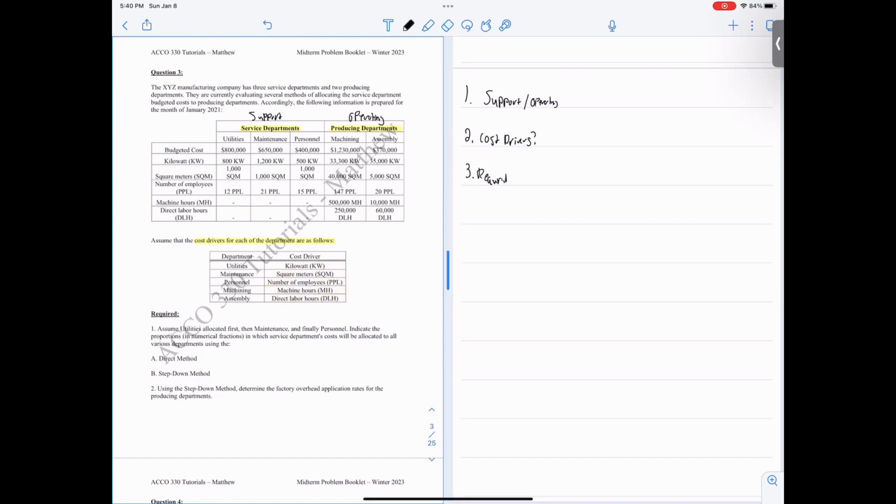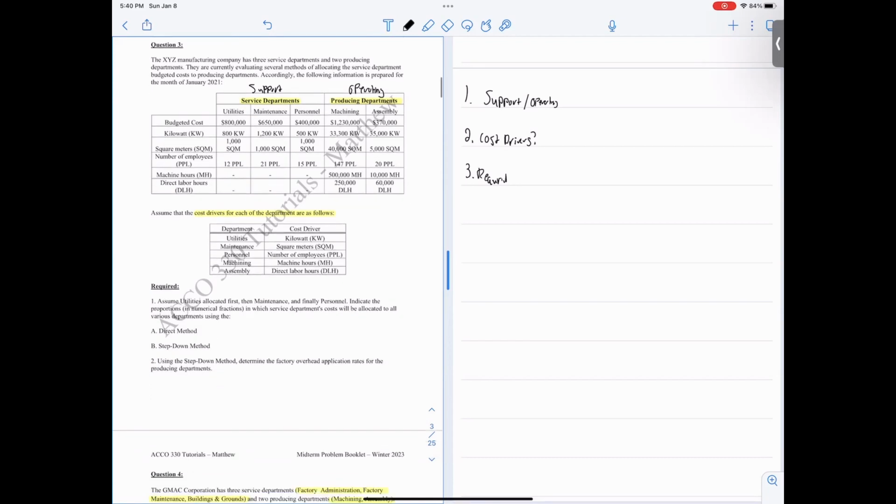Now, guys, let's read the required, okay? Now, in this required, guys, all right, it's something a little bit different than what you've seen. And this is a type of question that's come on the exam as of recent, well, at least at the time of doing this recording, okay? So let me show you what this question is and be prepared to have something like this on your exam, okay? Assume utilities allocated first, then maintenance, and finally personnel.